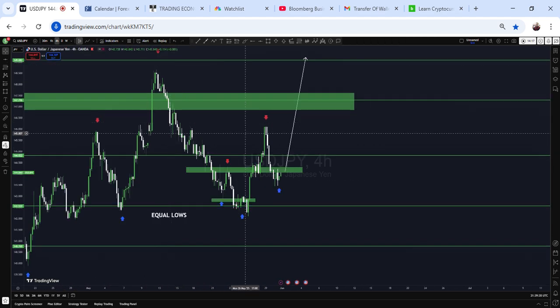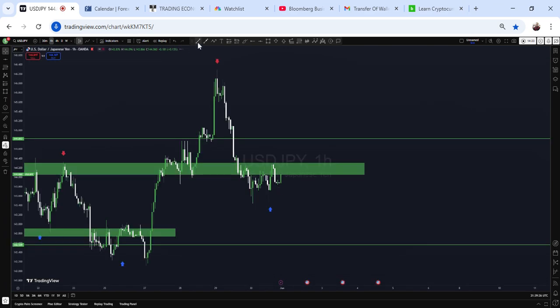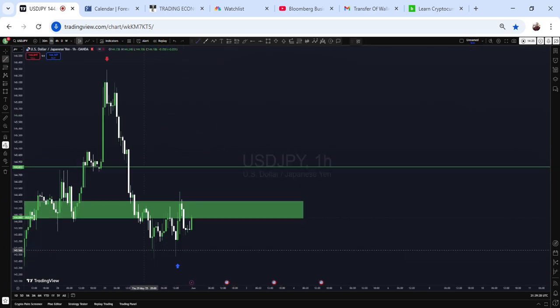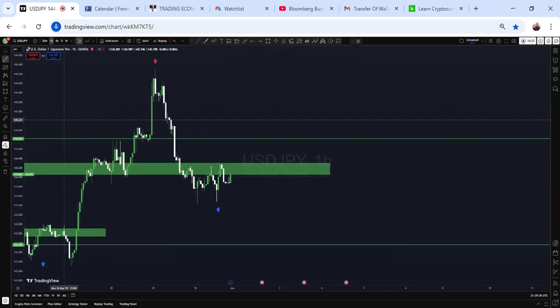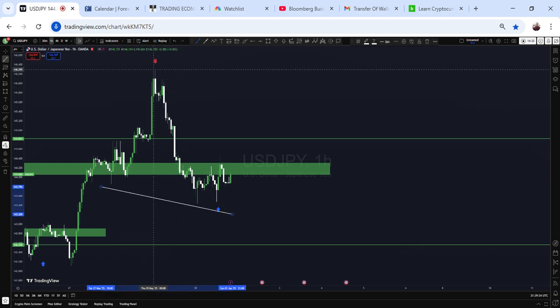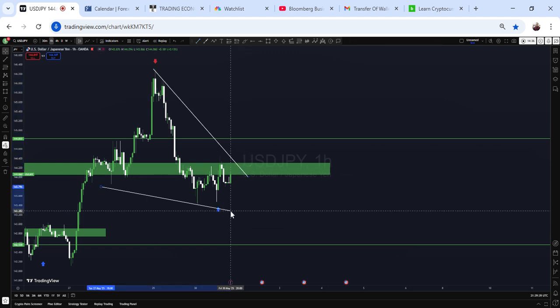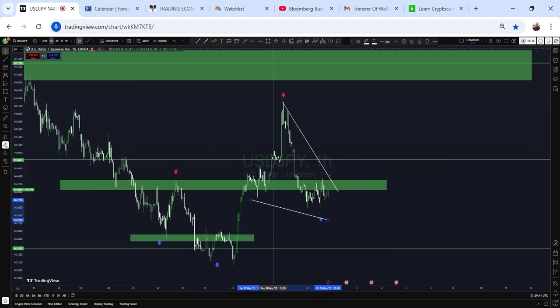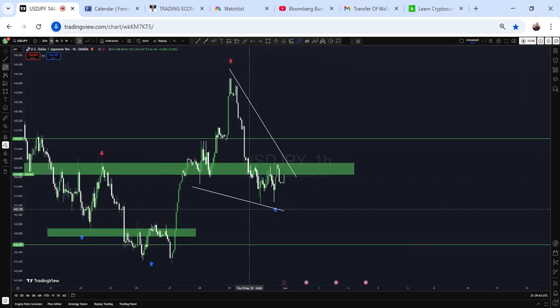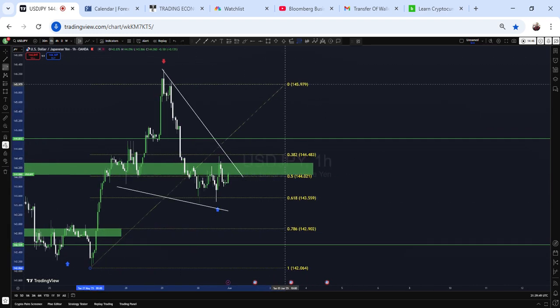On the 4 hour time frame we are getting a bullish momentum. So as you can see, this is a pattern now. It's forming on the 4 hour time frame. This is how I use Fibonacci.